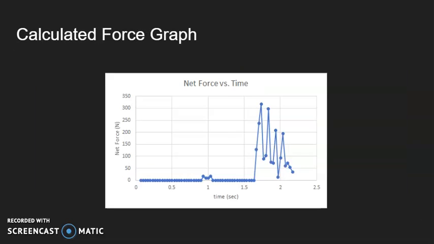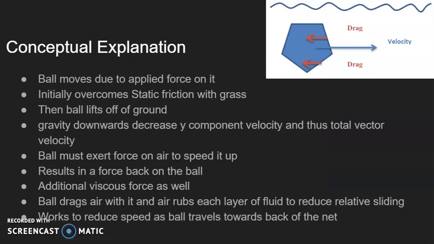I also calculated a net force versus time graph by taking the acceleration and multiplying by the mass in Excel. And the peak force, which corresponds to the peak acceleration, is 318.34 newtons, and it's just after the ball leaves the player's foot. There's a general negative trend of the force over time, which is likely due to resistive forces. And there are also the same characteristic peaks as in the acceleration graph.